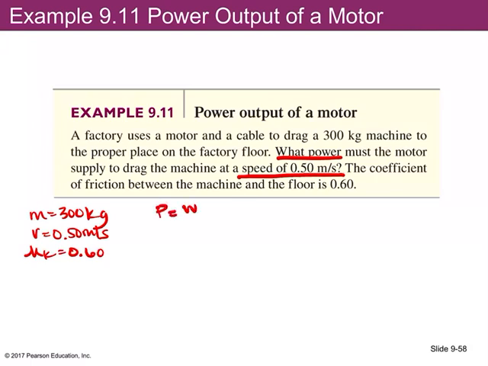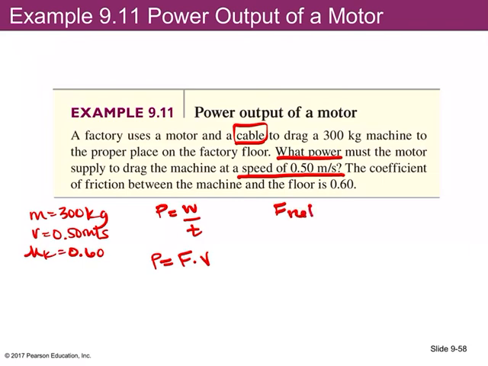Okay, so this is wanting us to find power. Power, we know, is work divided by time. Am I given any kind of time in this situation? No. Okay. There was another way to find power. We could also find power by taking force times velocity. So could we figure out some kind of force that's involved here?